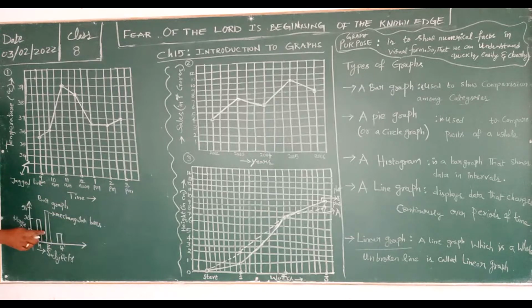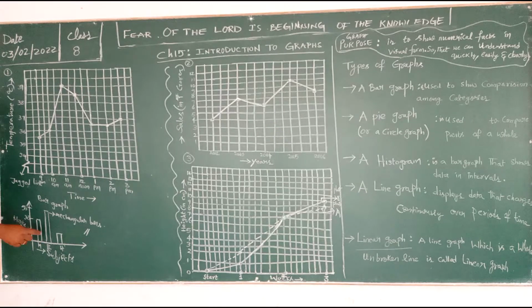And these bars should be parallel. Okay, bars should be parallel. You have understood now. What is a bar graph? It is used to show comparison among categories. So in the categories we are going to compare: in maths, this many marks were scored; in English, this many marks; in Hindi, this many marks.